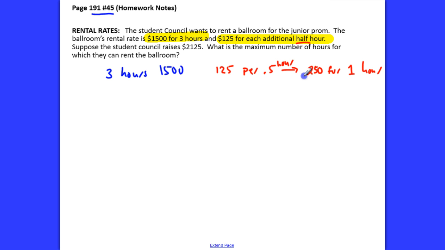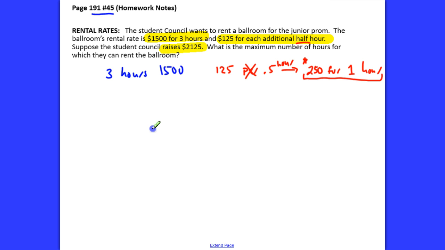So it would probably be easiest for us to just deal with this right here instead of that. It would make our algebra equation a little less complicated. So I'm going to go ahead and say, well, 125 for a half hour is equal to 250 for 1 hour.